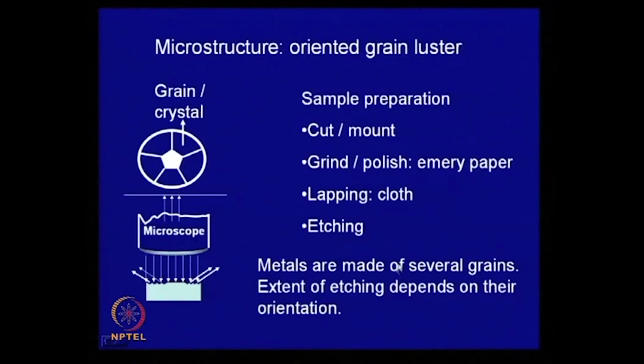And the extent of etching depends on their orientations. So, differently oriented grains give different luster. From this microstructural examination, we can get a lot of information about the grain size, the shape, etc. in pure metal, whereas in more commercial alloys there will be multiple phases.